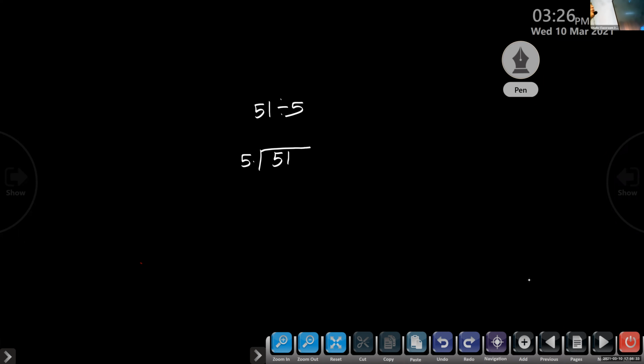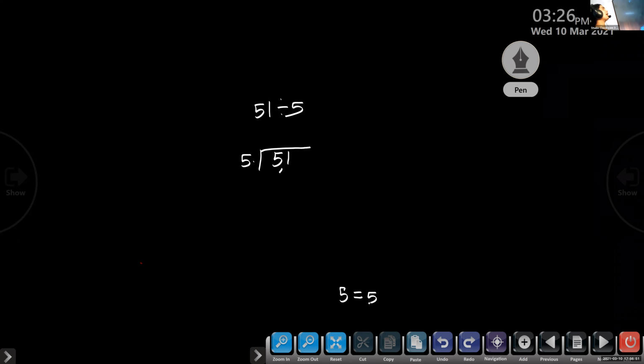So first you have to divide 5.5 by 5. Is 5 less than 5, greater than 5, or equal to 5? Equal. 5 is equal to 5. So we can divide 5 by 5.